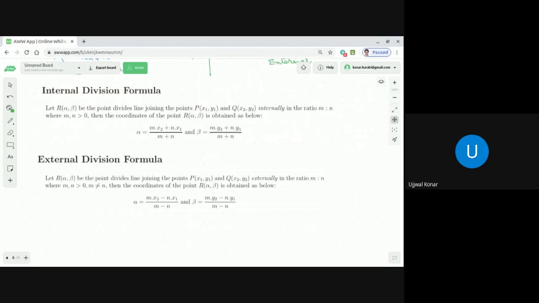So this is about the internal and external division formula. Now, dear students, I would like to conclude the class here. In the next class, I will be discussing the coordinates of different centers of a triangle, like the centroid, incenter, excenter, orthocenter and circumcenter of a triangle. All these points we discussed in brief during the discussion of properties of triangles, for which the video lecture is available on YouTube and also on the online platform at KonarClasses.com.